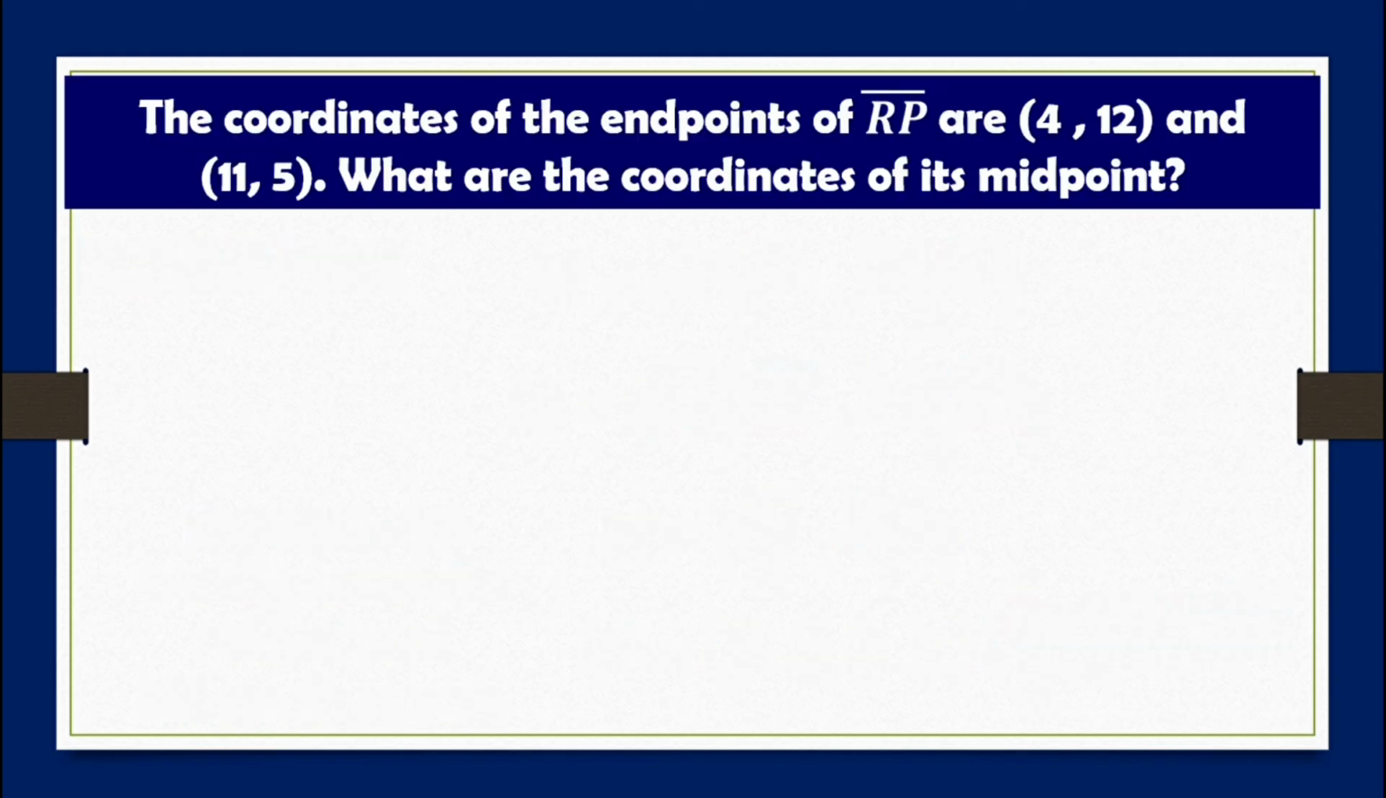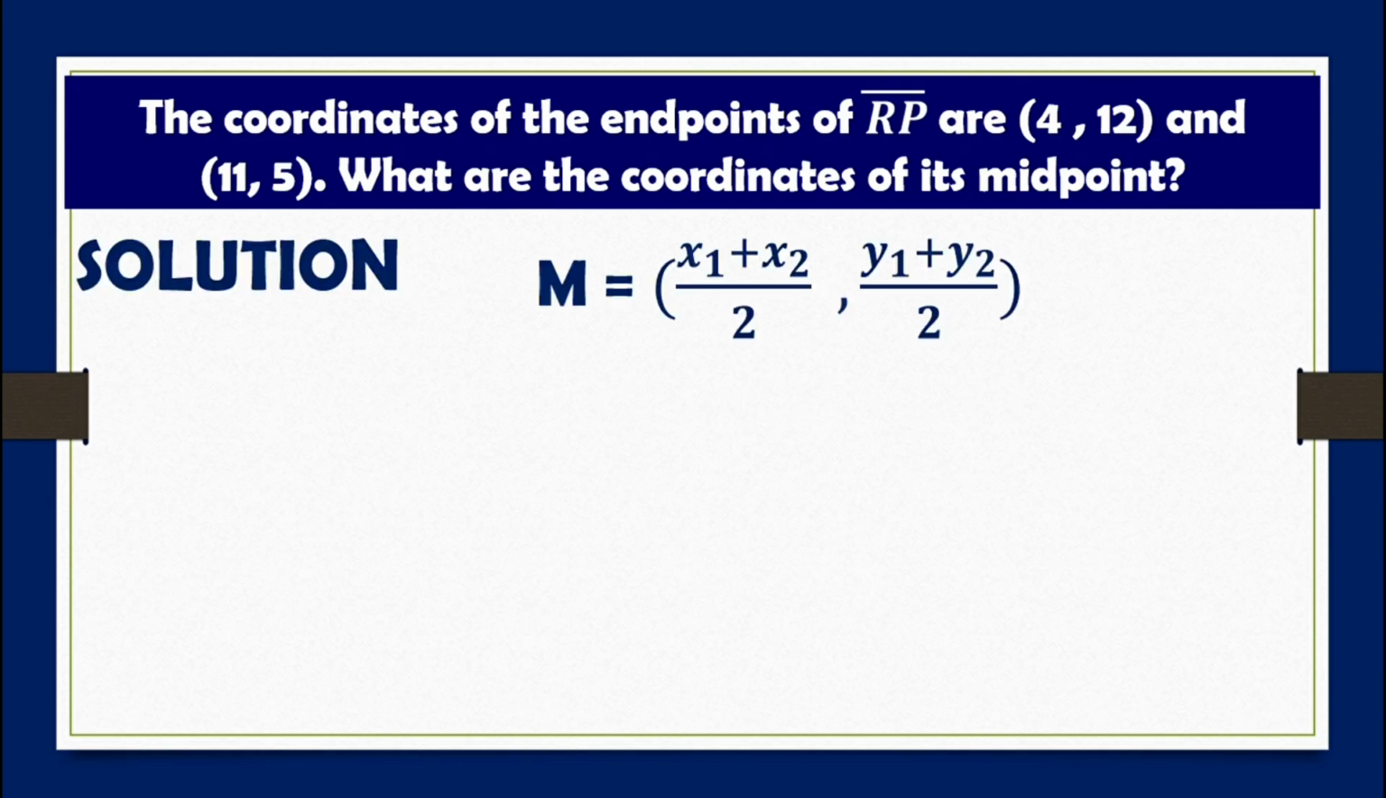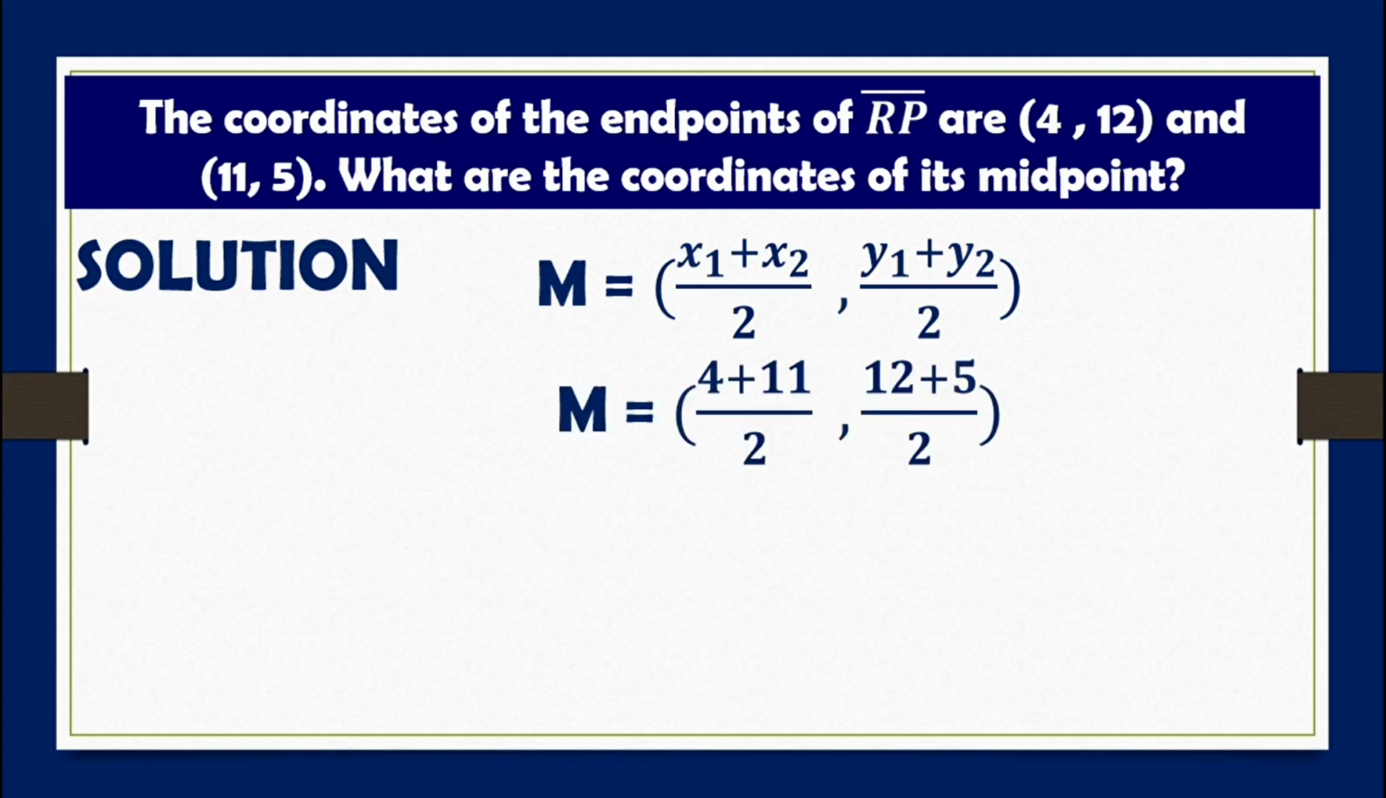Another example. The coordinates of the endpoints of segment RP are 4, 12, and 11, 5. What are the coordinates of its midpoint? Again, utilizing our midpoint formula, substitute our x sub 1, which is 4, x sub 2, which is 11, y sub 1, which is 12, and y sub 2, which is equal to 5.